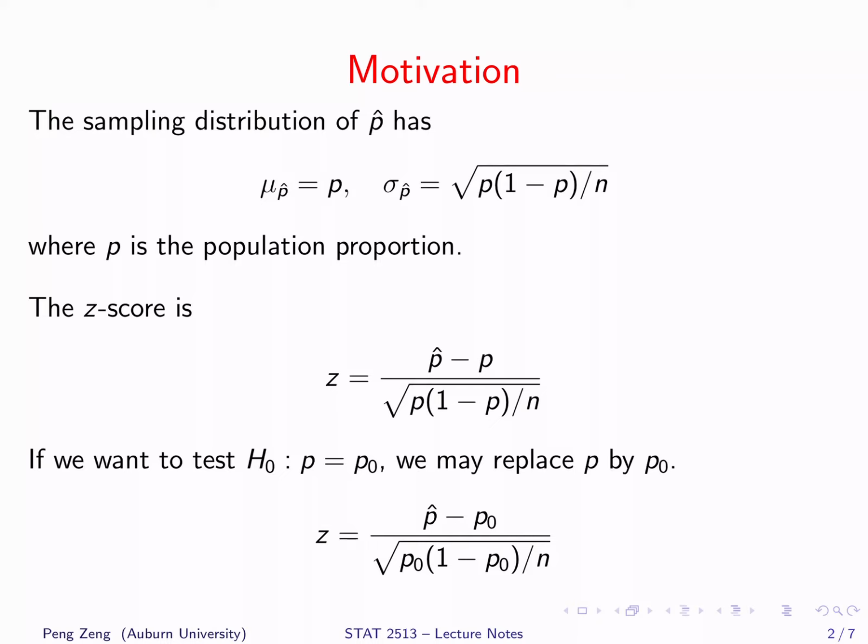The z-score of p hat represents the relative standing of p hat. Here, z equals the sample proportion subtract p and divided by its standard deviation. If we want to test the population proportion, the null hypothesis is p equals p0. We can replace p in the z-score by p0 because this is what the null hypothesis says. The resulting z-score can be used as a test statistic for hypothesis testing on the population proportion.